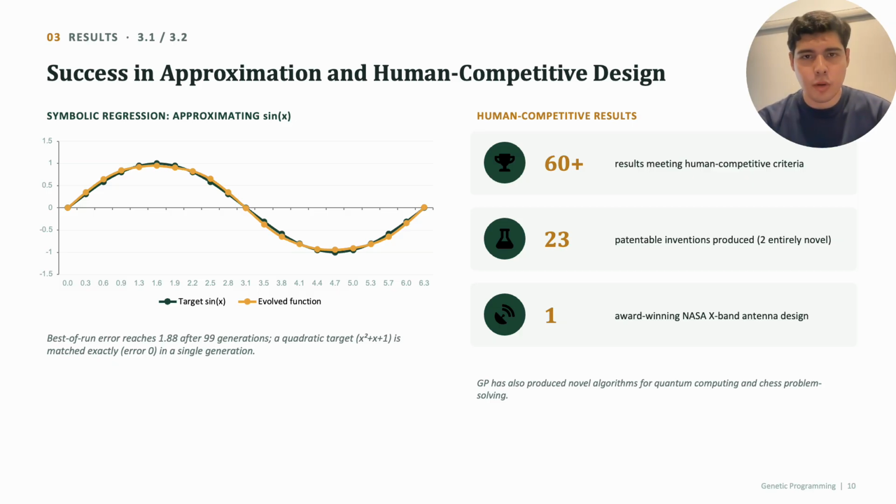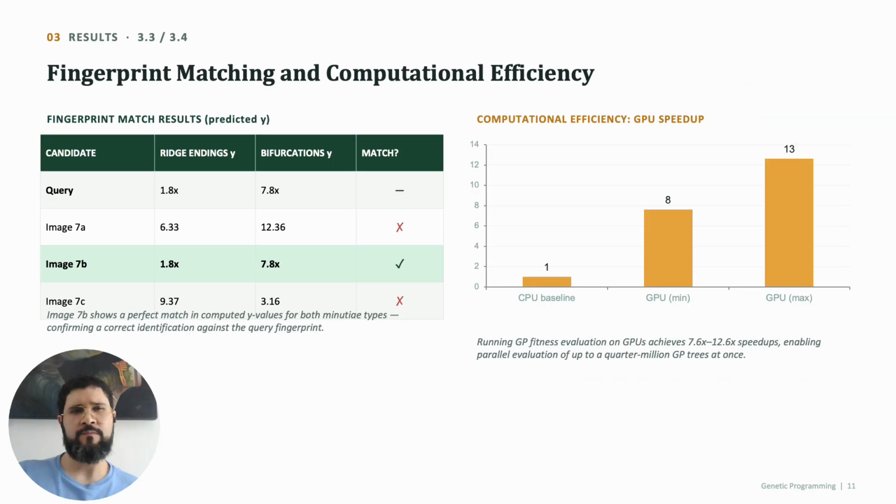But GP's track record goes well beyond toy problems. It has produced more than 60 results considered human-competitive, meaning they match or beat solutions designed by human experts. That includes 23 patentable inventions, two of which were entirely novel, and most striking, an award-winning X-band antenna design that NASA actually deployed.